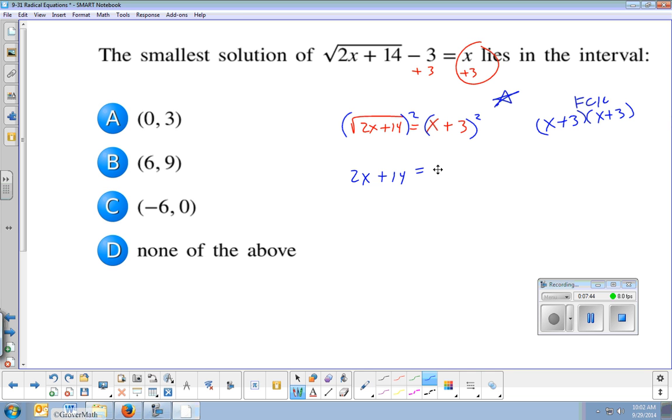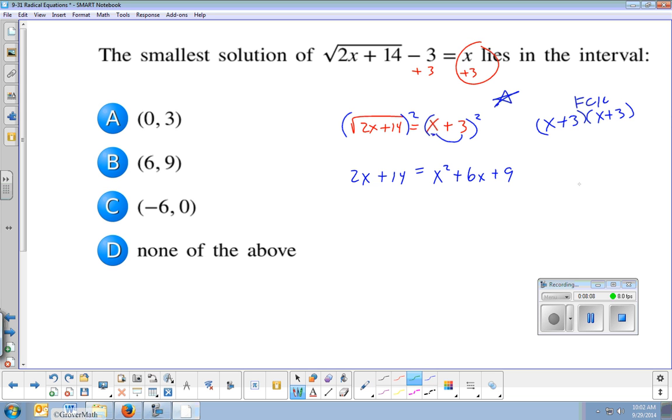Now, there is a shortcut, a mental shortcut for doing this, where it's going to be your first term squared, which is x squared, and the product of each other. 3 times x is 3x, but you're going to have 2 of them, so you double it to 6x. So again, what I just did was I multiplied these together and doubled it. And then my last term is 3 squared, 9.